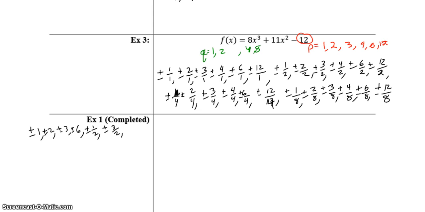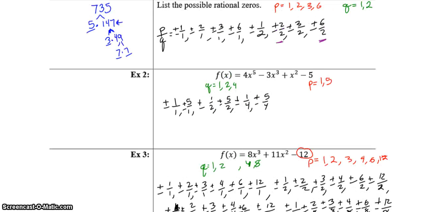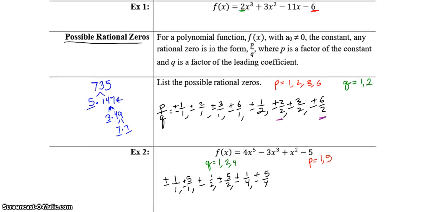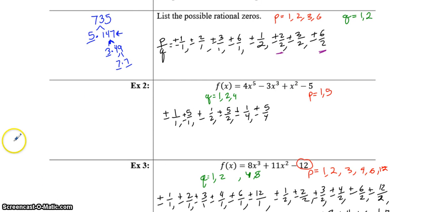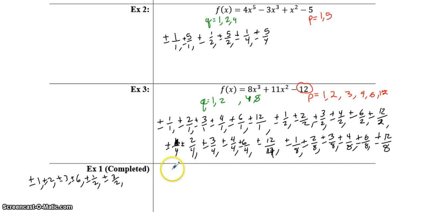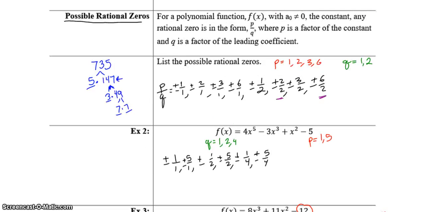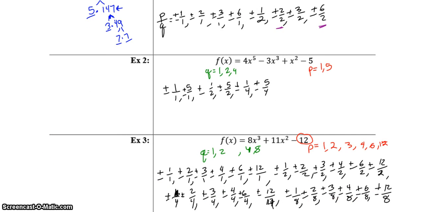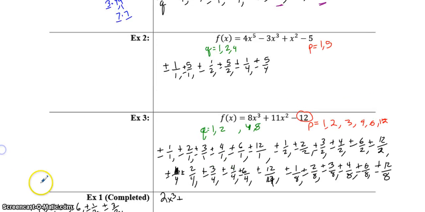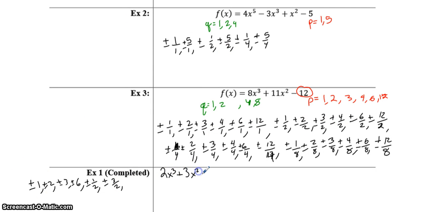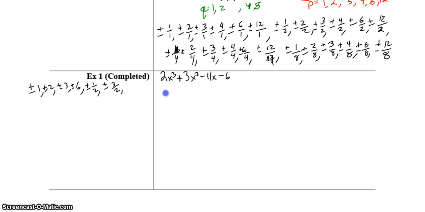And we just see which ones are zeros. So we need 2x cubed plus 3x squared. And now, how am I going to do it quick? Synthetically. So let's try 1. Why 1? Why not?